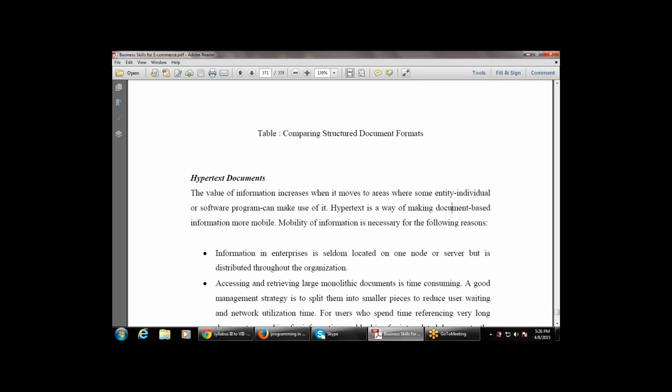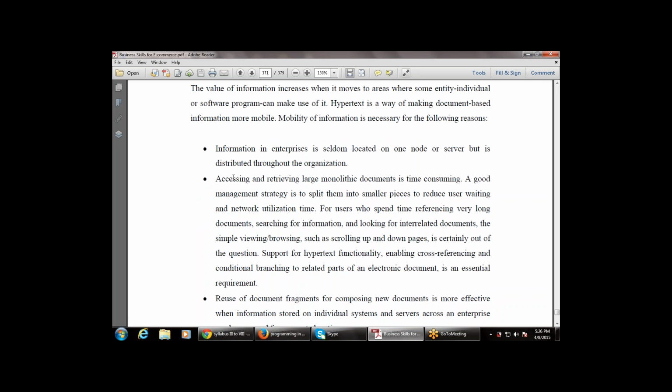The information in enterprises is seldom located on one node or server, but is distributed throughout the organization. As I said, the same document can be used by anyone at any time. That is a hypertext document. Accessing and retrieving a large monolithic document is time consuming. A good management strategy is to split it into smaller pieces to reduce user waiting and network utilization time. For users who spend time referencing very long documents, searching for information and looking for interrelated documents, simple viewing and browsing such as scrolling up and down pages is certainly out of the question.